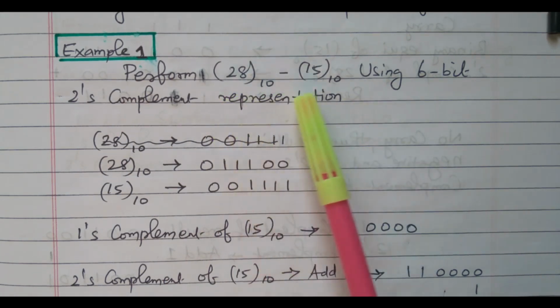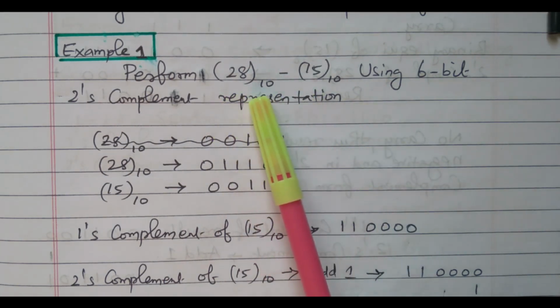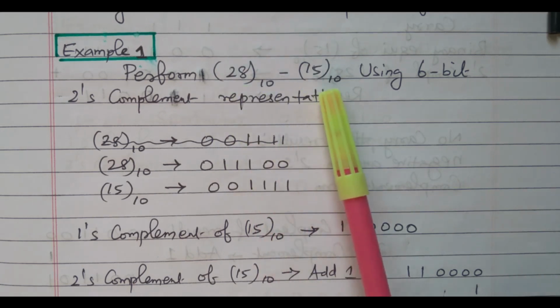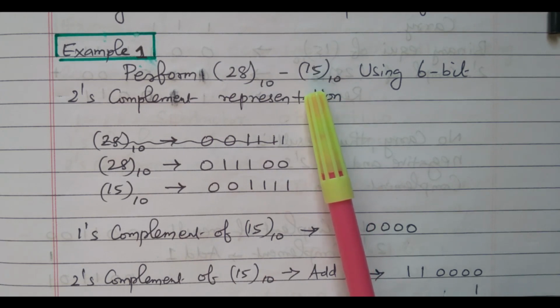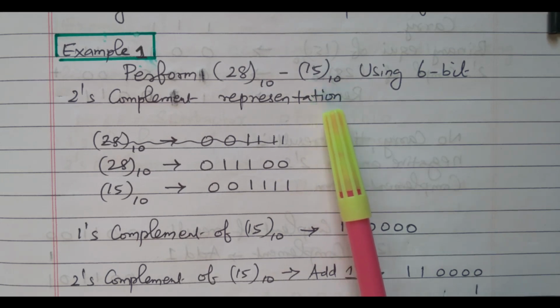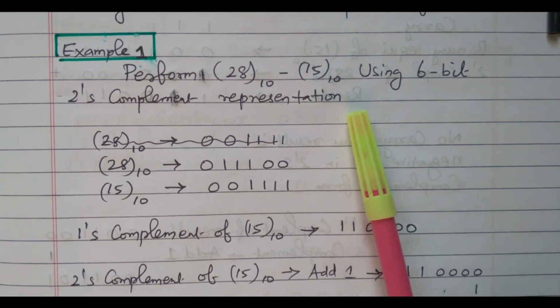By seeing this value, the first number is greater and the second number is lesser. So, we can understand the answer is positive and it is 13. 28 minus 15 is 13. So, we need to get the answer 13 as a positive value. During this process we will verify that.